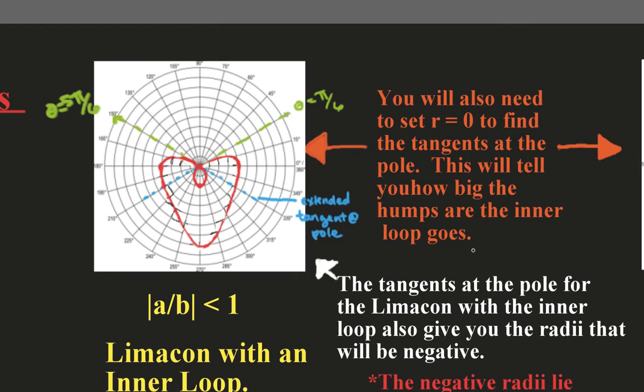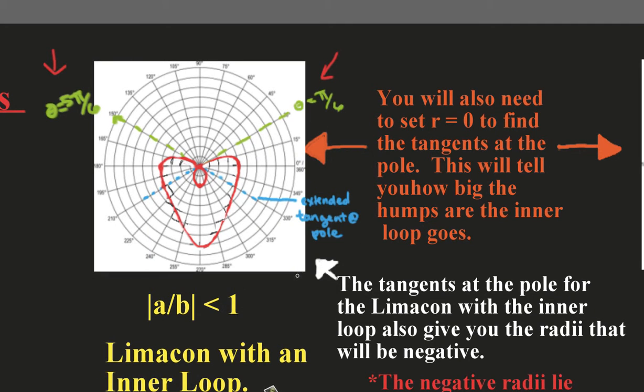So let's look at the first scenario. a over b is less than 1. We're going to go through an example of each of these, so just try to absorb the concept here. Here we're going to have a limaçon with the inner loop. This one's a little trickier because when we set it equal to 0, we get these tangents at the pole, and these tangents at the pole right here are going to dictate not only how far in our humps come, but they also will dictate how fat your inner loop is. Because if you extend those tangents at the pole and keep going, that'll guide your inner loop.